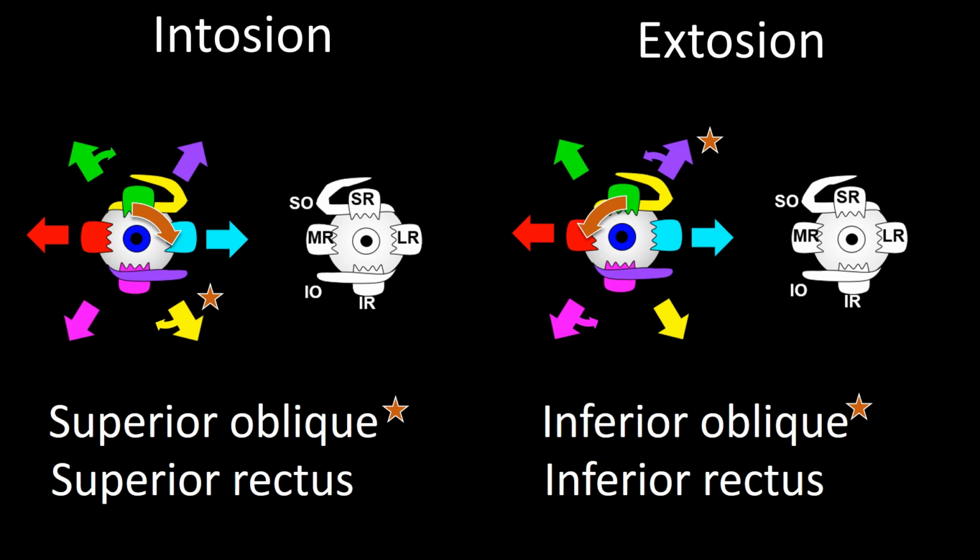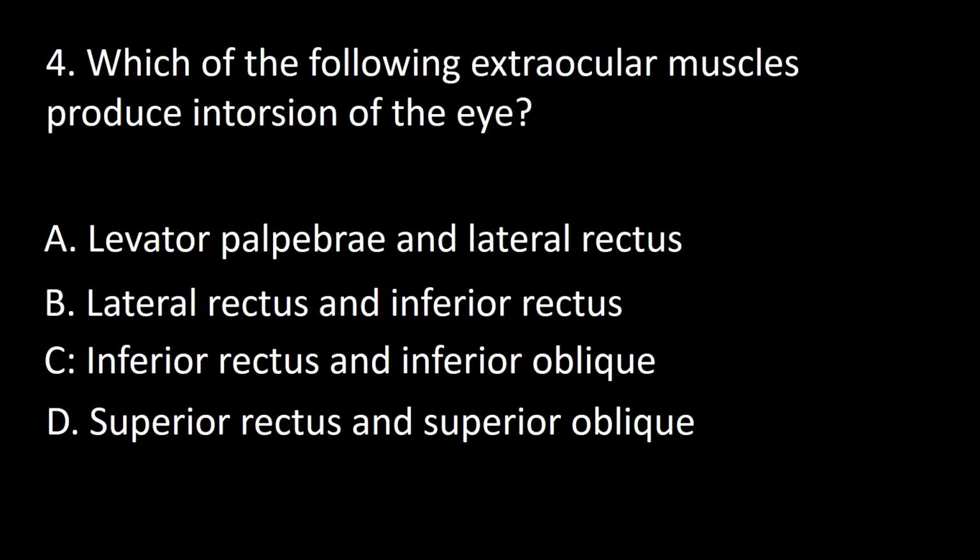Take a few seconds to look at this frame. Notice the little arrows coming out of the big arrows. They indicate the contribution to cyclotorsion of each muscle. The stars indicate the most powerful cyclotorsor in a given direction. So the answer to this question is D.